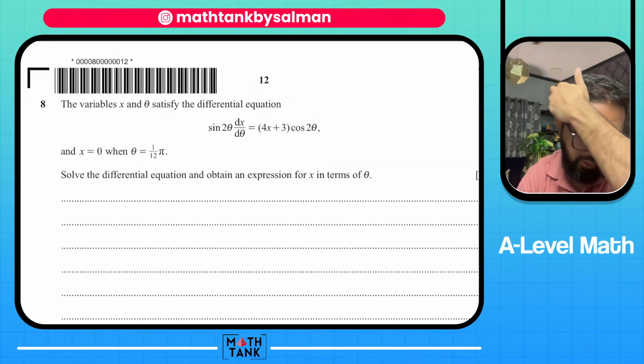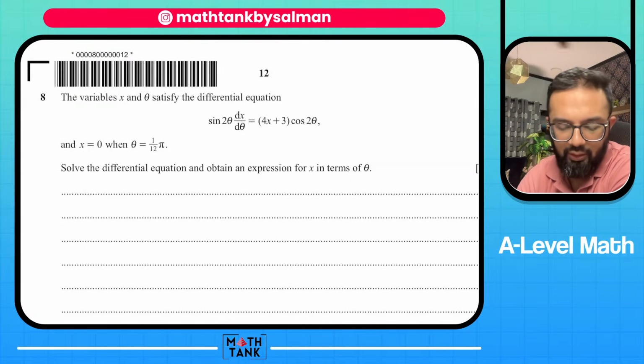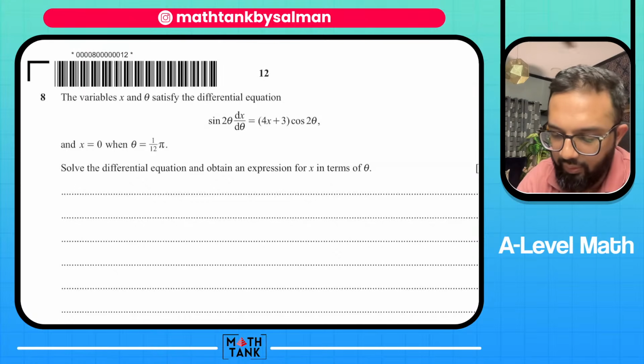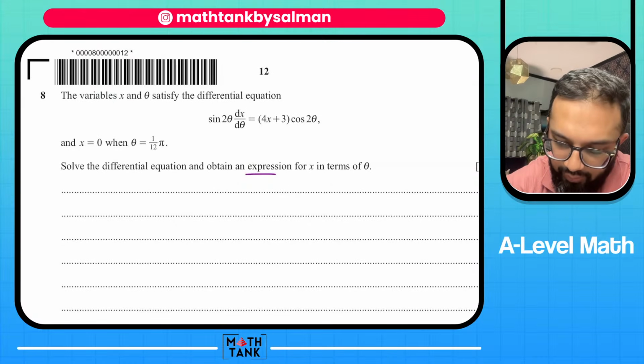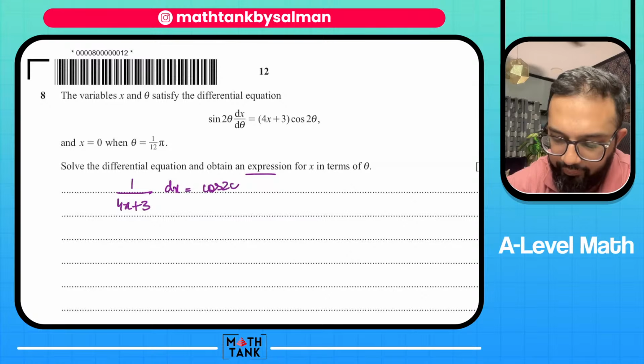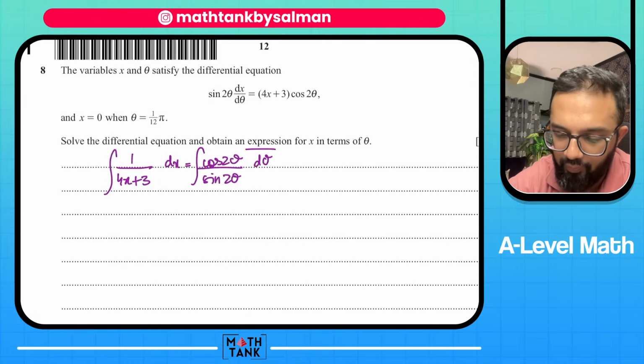In question number 8, the variables x and theta satisfy the differential equation given. When x equals 0, theta equals pi over 12. Solve the differential equation and obtain an expression for x in terms of theta. So 1 over (4x plus 3) dx is cos 2 theta over sine 2 theta d theta. This is called separation of variables. You separate the variables so that x is on one side and theta on the other side.